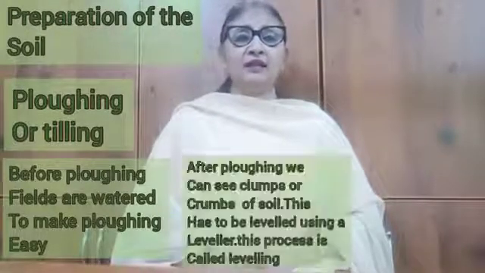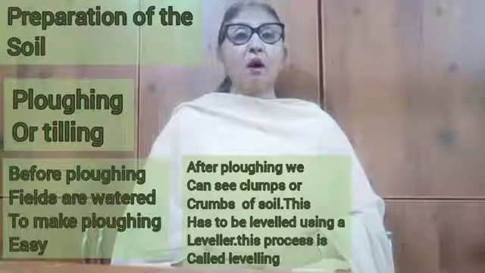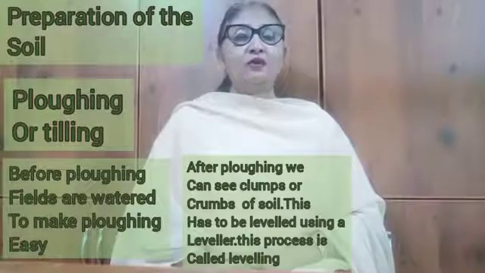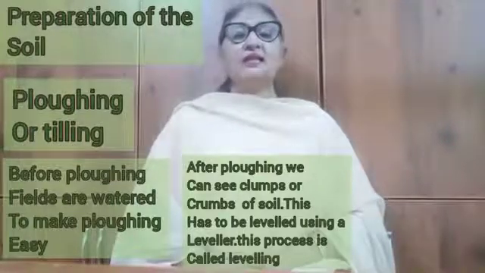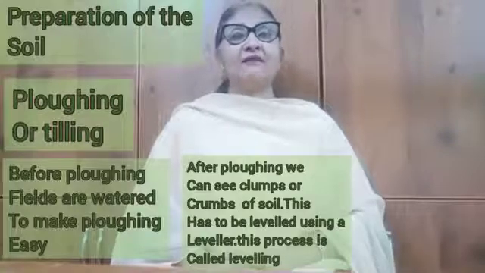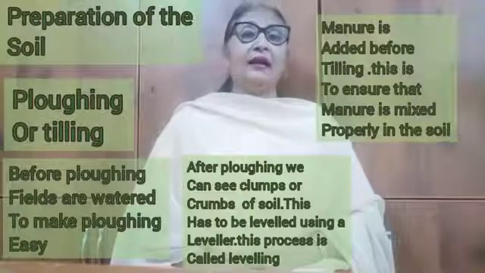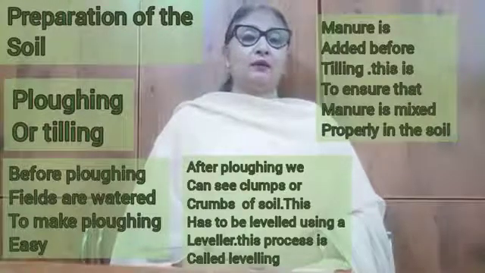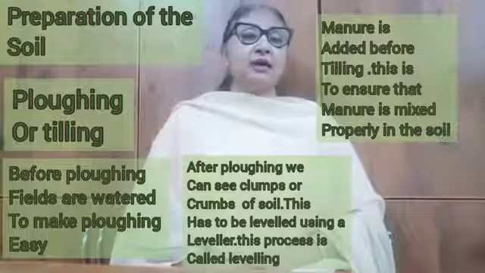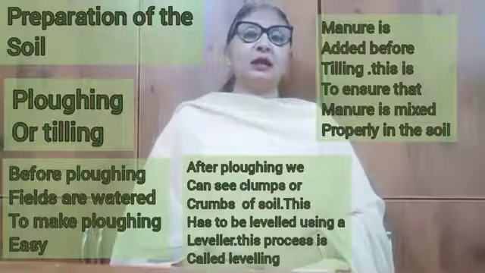After plowing the land, the soil has large clumps or crumbs. These crumbs of soil have to be powdered. This is done by a leveler and the process is known as leveling. Sometimes manure is also added before plowing. This practice is followed because if we do this, the manure gets well mixed with the soil.